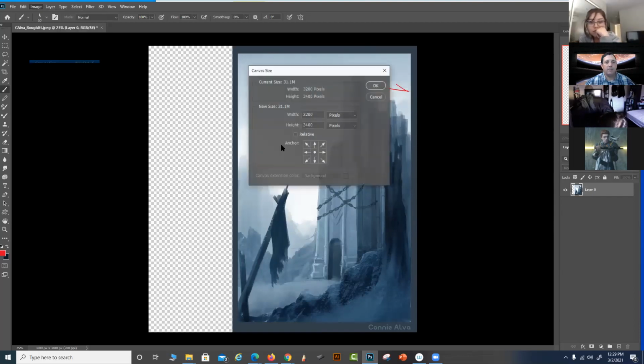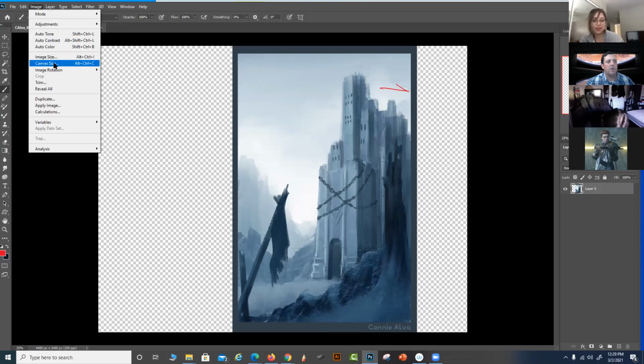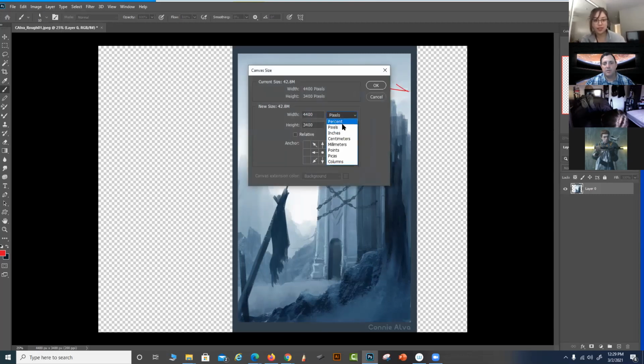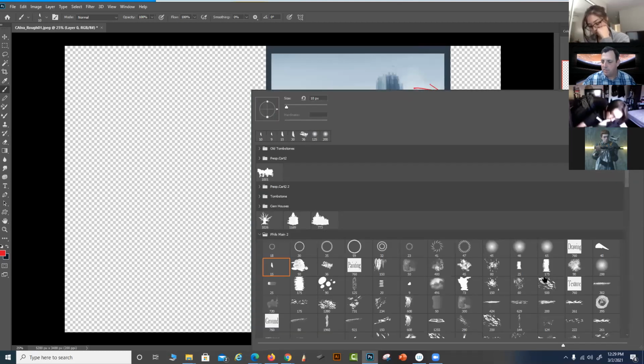Image, canvas size. I just had a brain fart. So I'm going to go, there you go. I'm going to pull it out a little bit more that way, but I want to avoid the squares. Let me do a little bit more. Try to get it to stay on inches, but it never does. Okay, like that. So this is what I was sort of thinking. Give me a minute. Let me block in a little bit more.